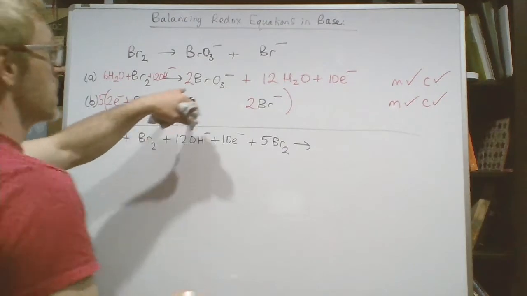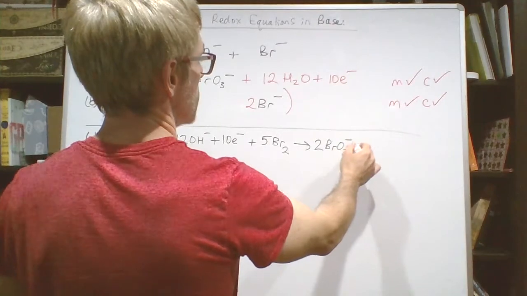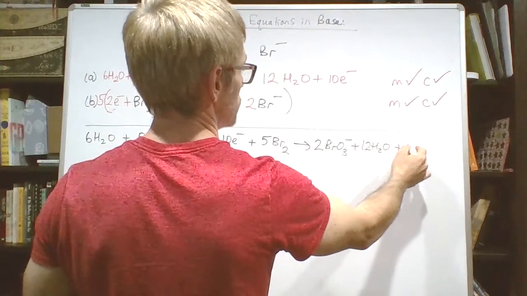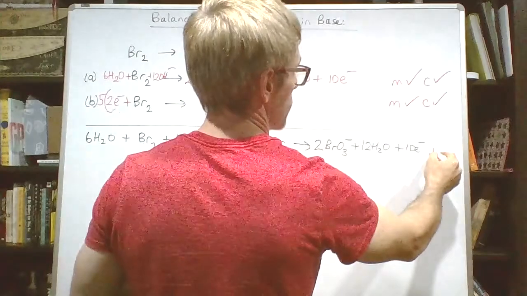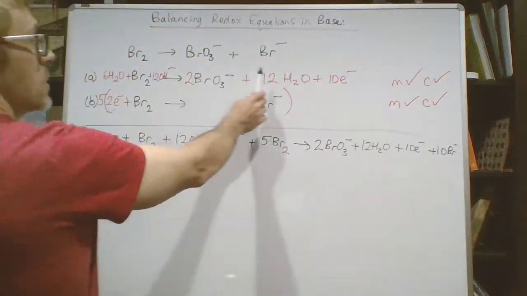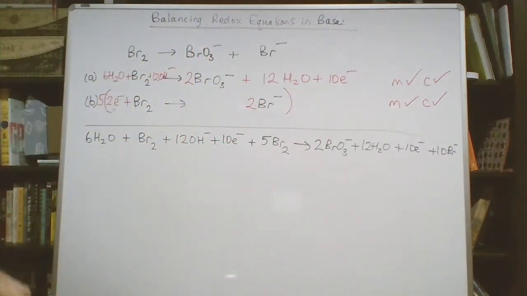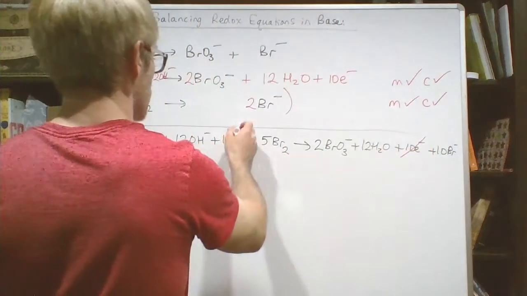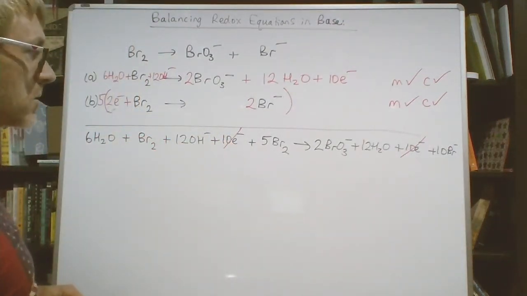Then the arrow. Then I've got 2 bromates, BrO3 minus, and 12 water, and 10 electrons. And then I've got 5 multiplied by 2, which is 10 bromides. Okay, 1, 2, 3, 4 objects, 1, 2, 3, 4 objects. Now I cancel spectators, and I always begin with the electrons. Never ever have electrons in your final presented answer. Electrons go, that's great.